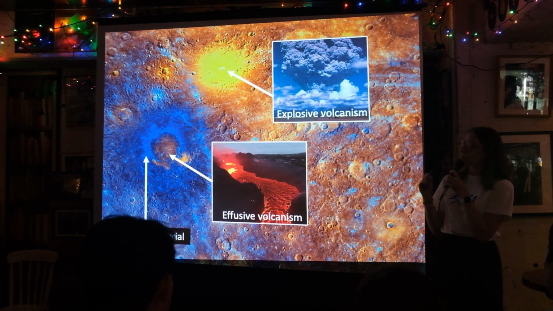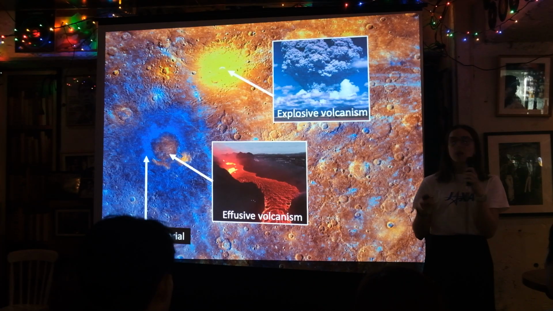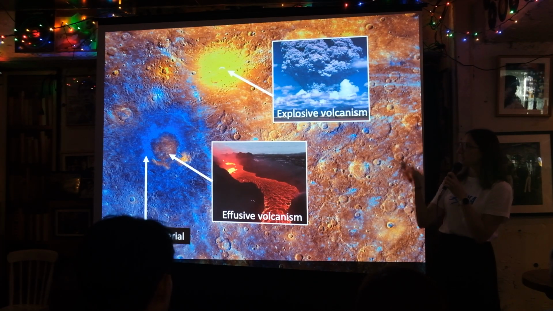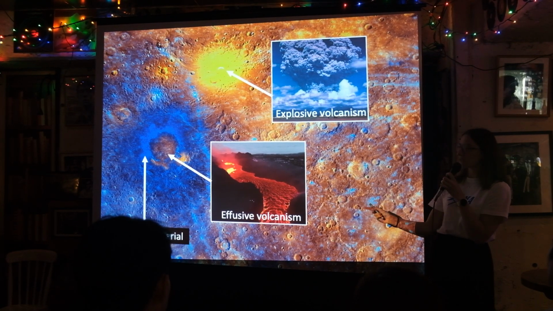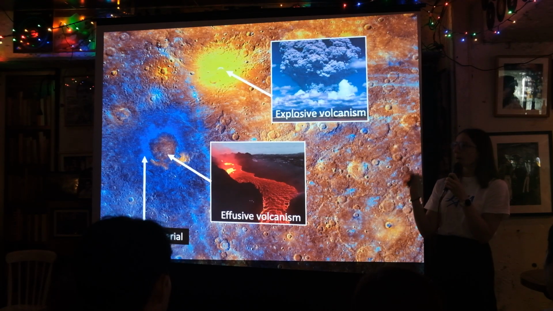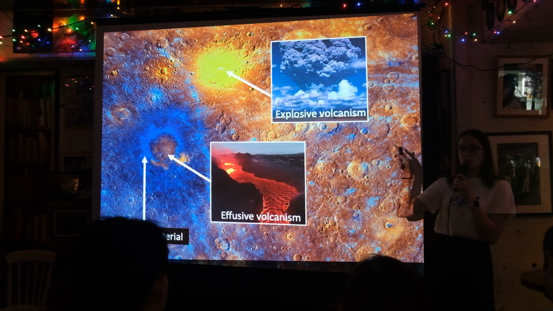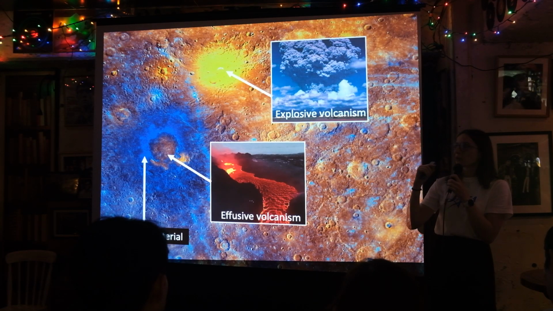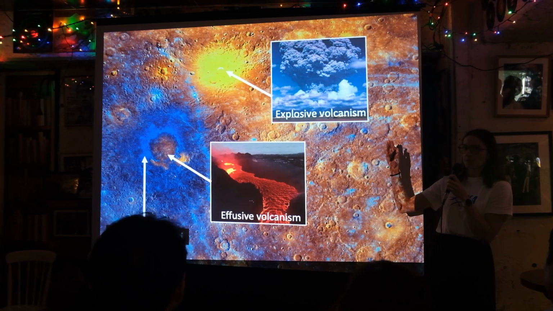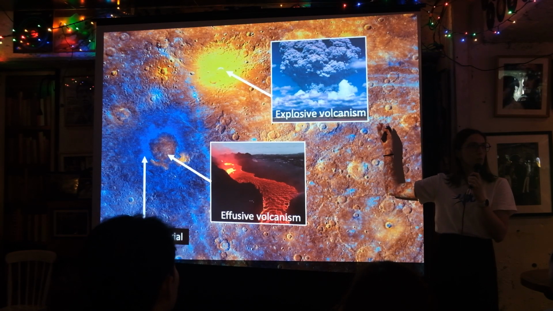And we can do comparison with what we know on Earth. Here you have two images of Earth: explosive volcanism on Earth and effusive volcanism on Earth. And then by doing some comparison, we can see that the crater that you saw just before with a non-circular shape is associated to explosive volcanism. So such events could have happened on Mercury.